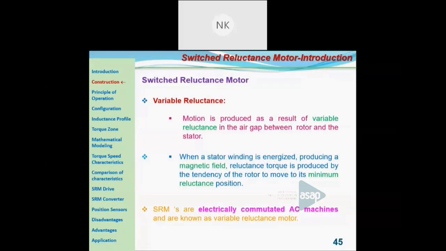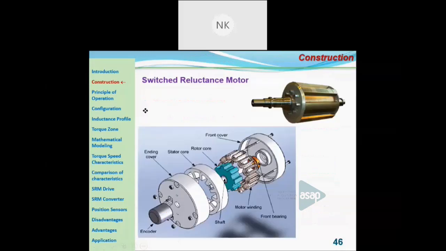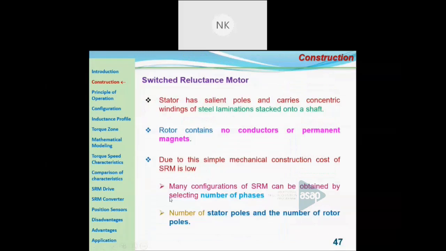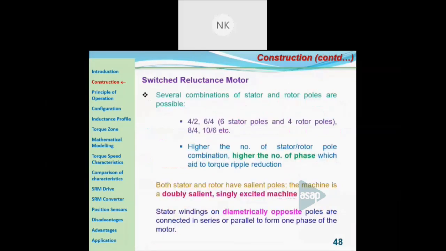So we can call this SRM an electrically commutated AC machine of variable reluctance type. You can see the stator and the rotor and all the components. The stator again has salient poles and carries concentric windings of steel lamination stacked on the shaft. The rotor contains no conductors or permanent magnets. Due to the simple mechanical construction, the cost of the SRM is low, and many configurations of SRM can be obtained by selecting the number of phases, and the number of stator poles and rotor poles can be chosen to get the configuration of the switch reluctance motor.